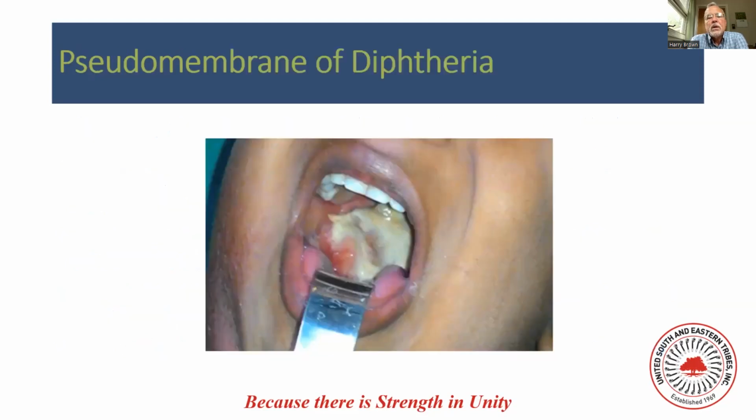Next slide. This is a picture of the pseudomembrane. This is something that develops in the back of the throat. It can actually block the respiratory tract and cause people to choke and die. Also, the sepsis that it causes can kill you. So diphtheria is a very serious disease and pretty much 100% preventable. Next slide.